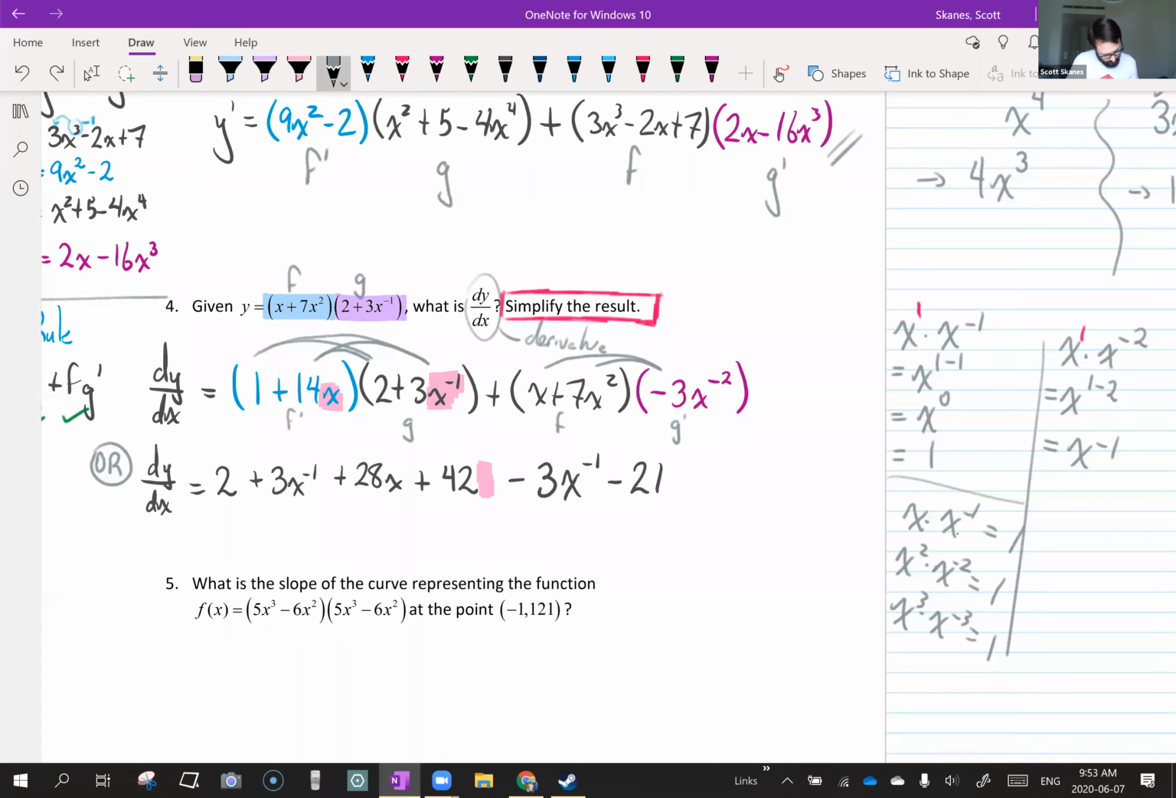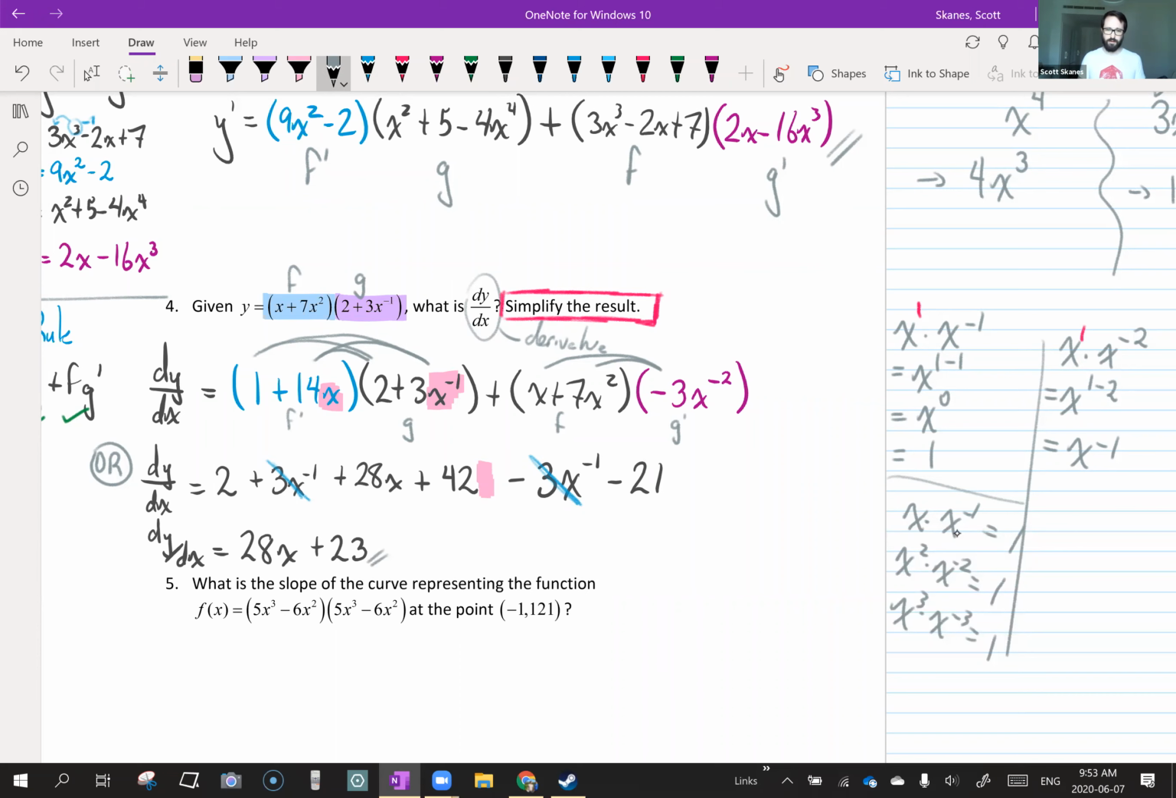In this case, I see a 3x to the negative 1. That can cancel with a negative 3x to the negative 1. I have some constants, and I have a 2x. So if I work this out, I see a 28x can remain. And then I have a 2 plus 42 minus 21. That's plus 23. Okay, that's my final answer.